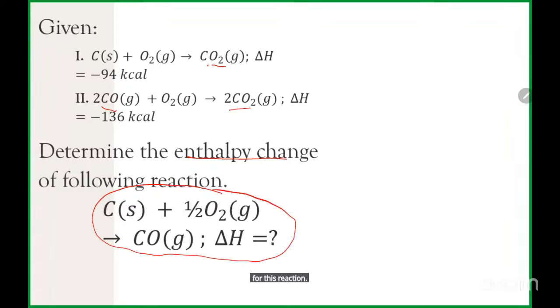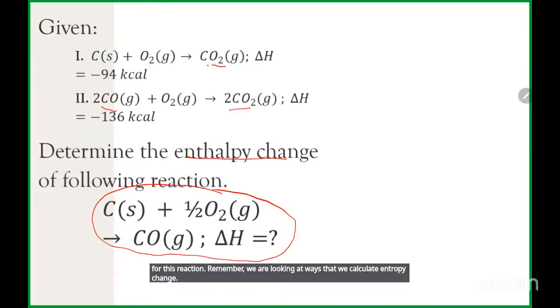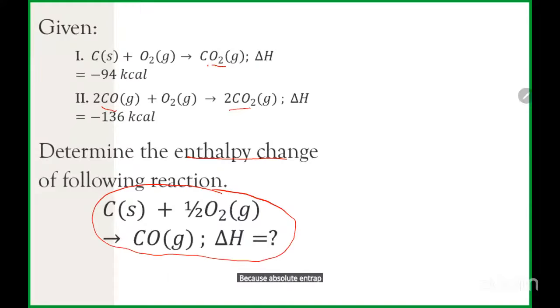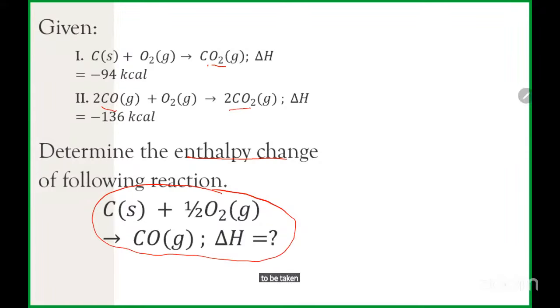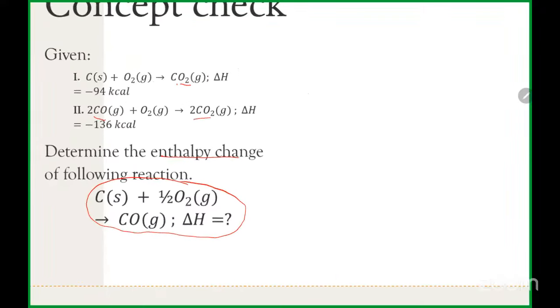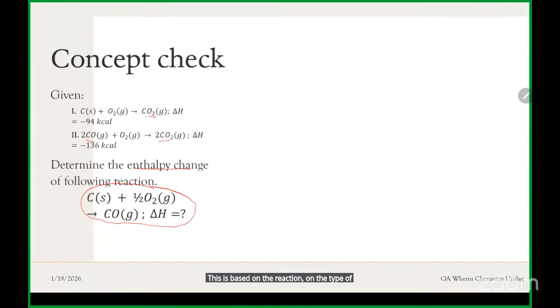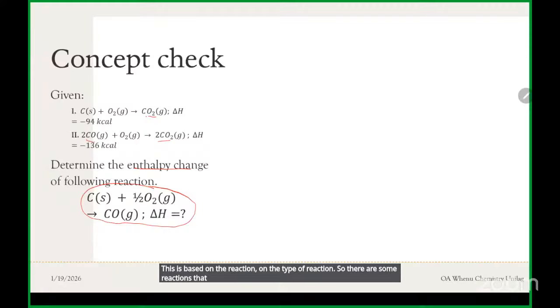Remember, we are looking at ways that we calculate enthalpy change because absolute enthalpies are difficult to measure. Is there a finite number of steps to be taken, or is it based on the reaction? It is based on the reaction and the type of reaction. So there are some reactions that go in one step. There are some that go in several steps.